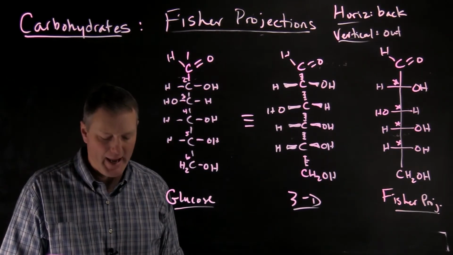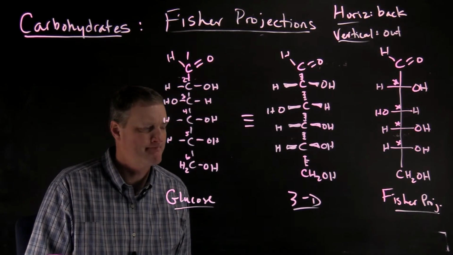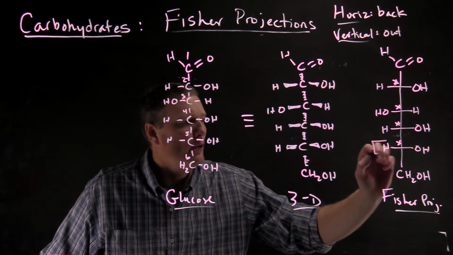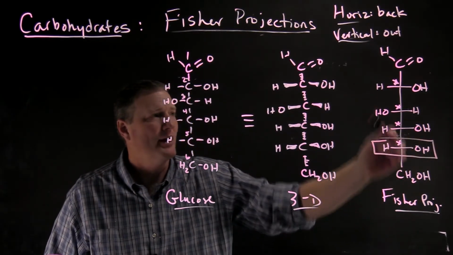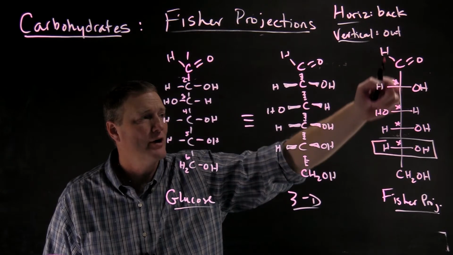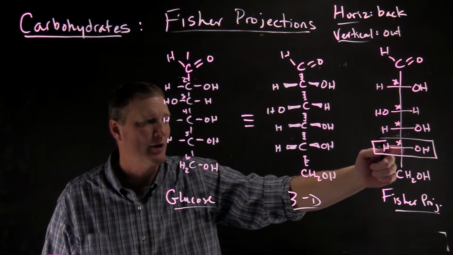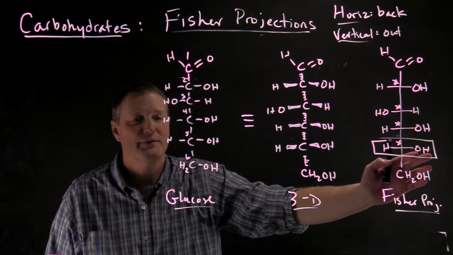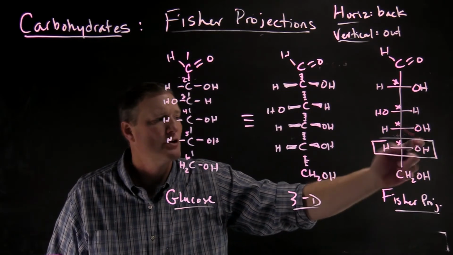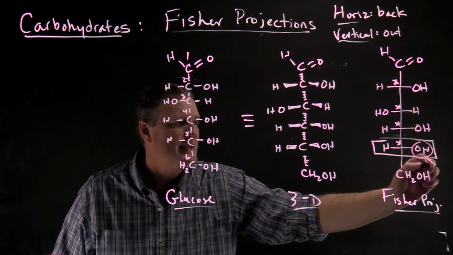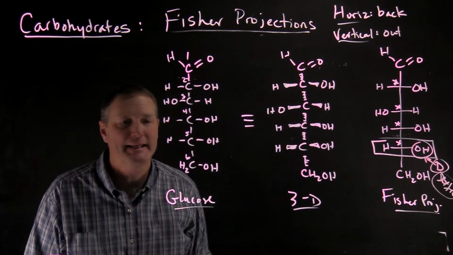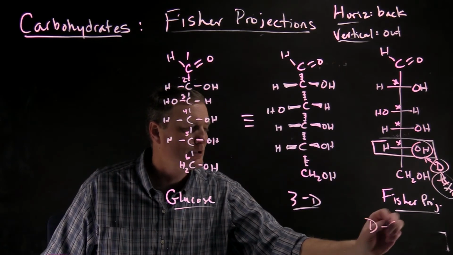Okay. One last thing while I have this up here when we're talking about Fischer projections. We can classify sugars based on the orientation of the farthest chiral carbon away from the carbonyl. So here I have my aldehyde carbonyl. If I go to the farthest chiral carbon away from that, that would be carbon number 5. If I look at the position of this OH relative to the vertical line, you'll notice it's on the right-hand side. Because it's on the right-hand side, this is called a D sugar, for dextro. Dextro meaning right-handed. So this is actually called D-glucose.